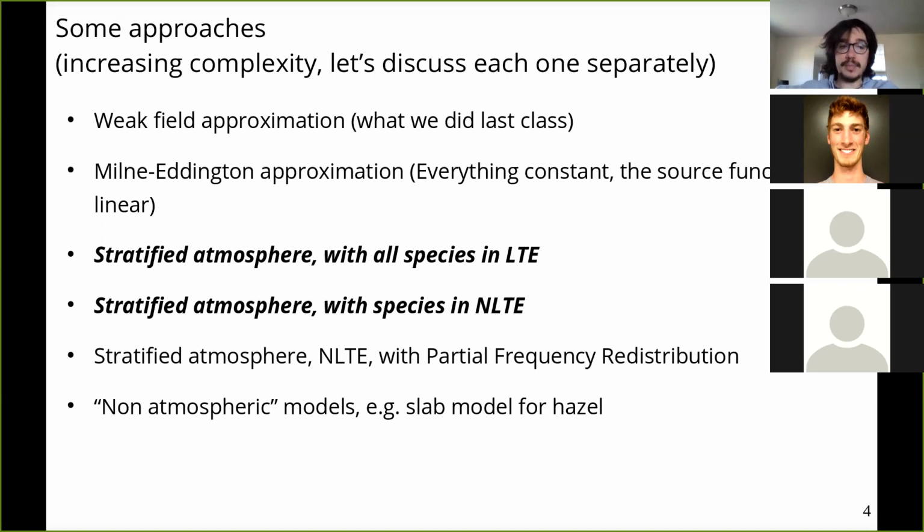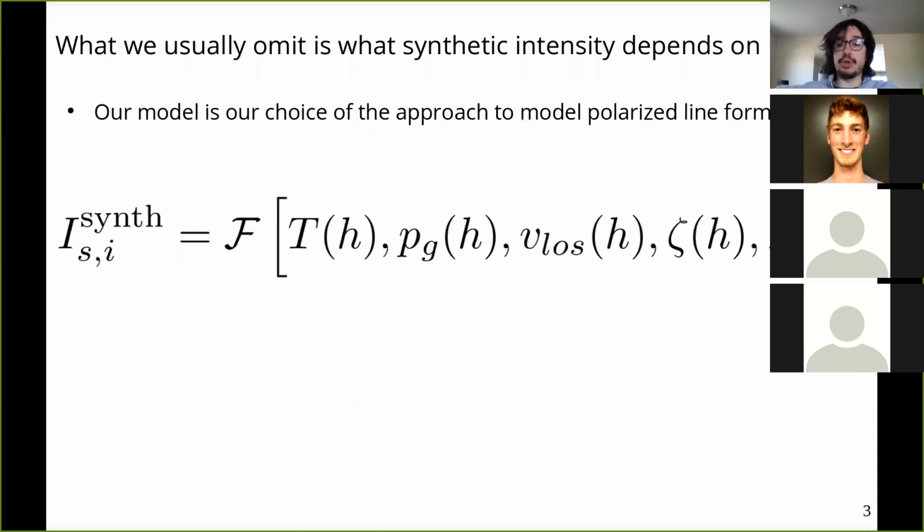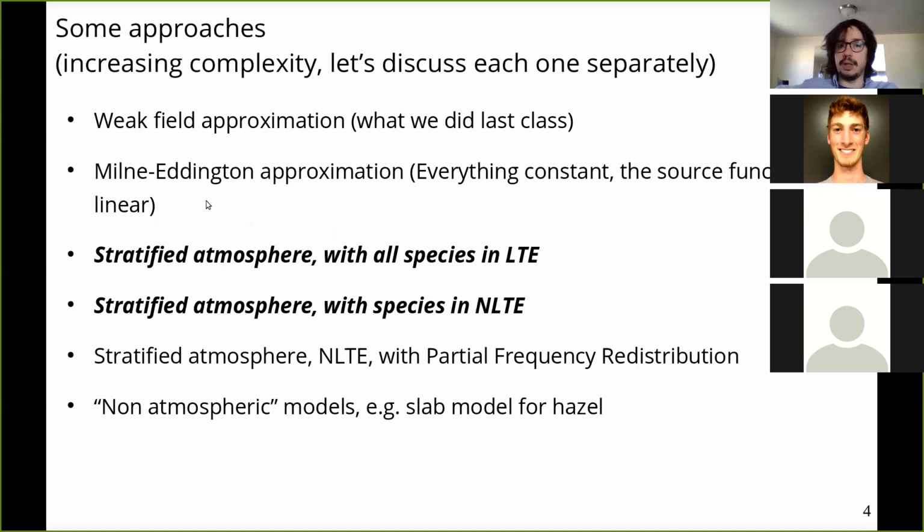So strictly, this is the most general thing. Obviously, you can make some assumptions to simplify this. Like in our weak field approximation, we made the assumption that the magnetic field is not a function of height, but is instead a constant, right? And that simplified the situation a lot. You would do something similar for the Milne-Eddington approximation, for example, where you would assume that most of the things are constant except the source function that is linearly decreasing or increasing with height.